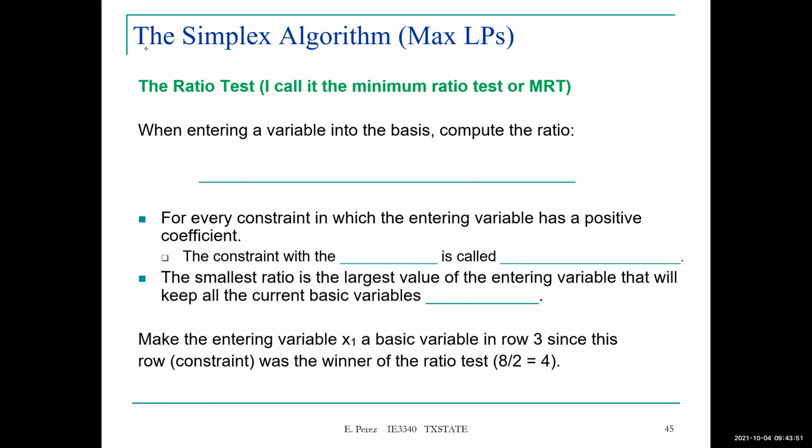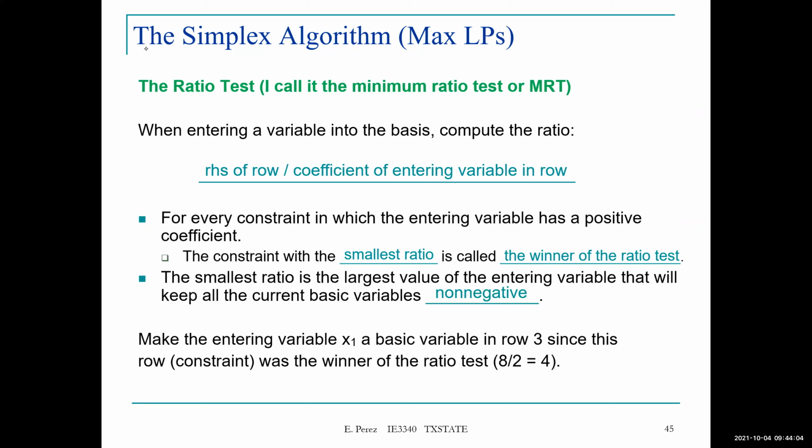So when entering a variable into the basis, we're going to do the right-hand side of the row divided by the coefficient of the entering variable. That's the minimum ratio test. And the winner of the ratio test is the one that is non-negative. The smallest ratio is the largest value of the entering variable that keeps the current basic variables non-negative.